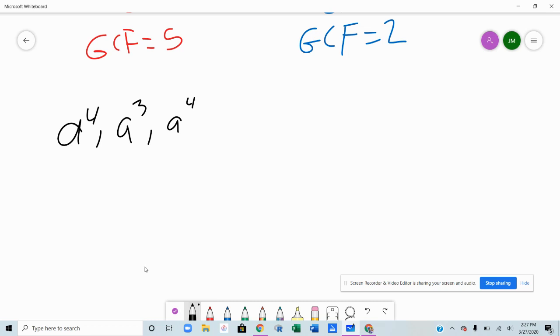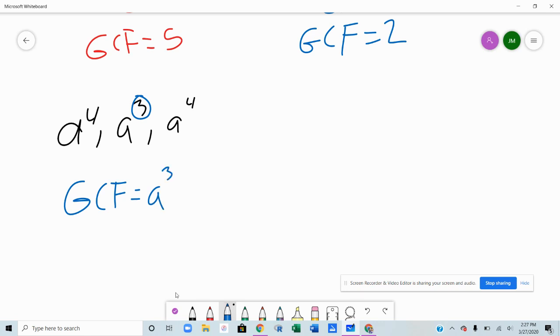The trick, the easy way to deal with variables is if you look at all of your terms, and you look at each individual variable, and you look at their exponent. Whichever one has the smallest exponent is your GCF. So my exponents are 4, 3, and 4. The smallest one is 3, which means your GCF is a to the 3rd.